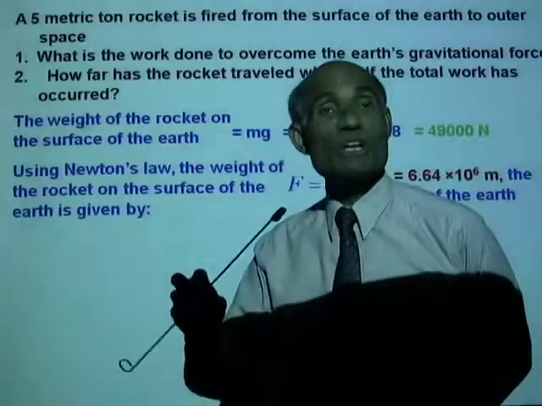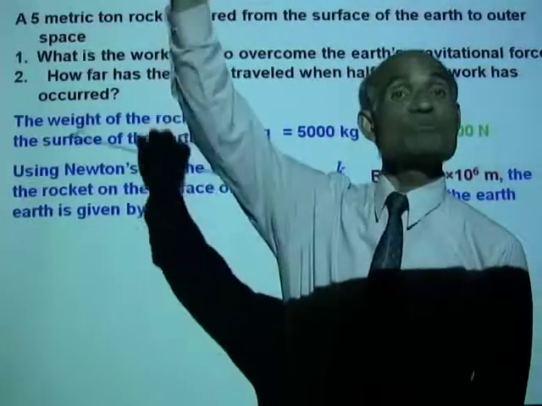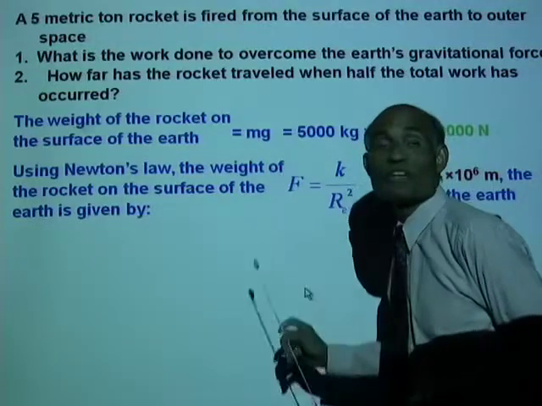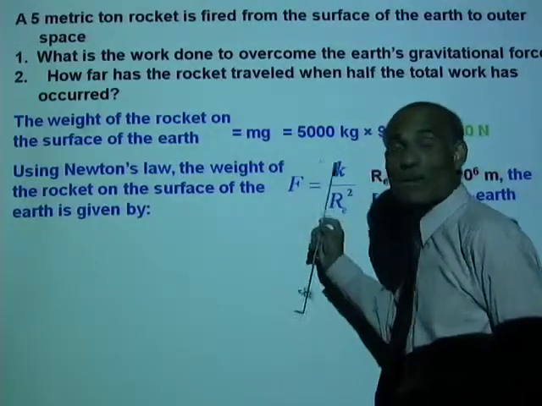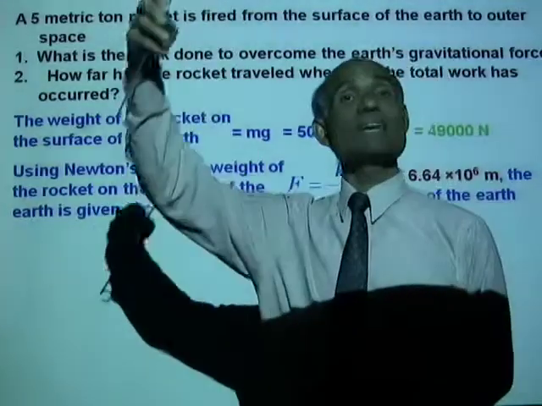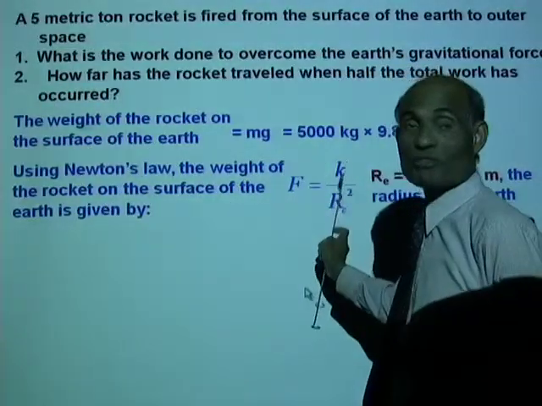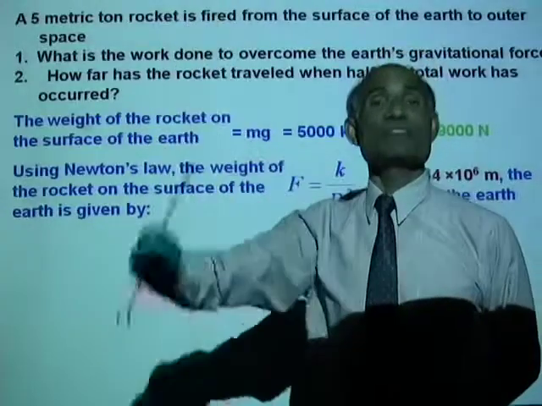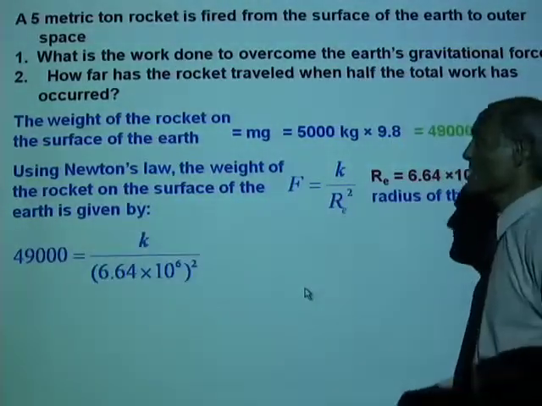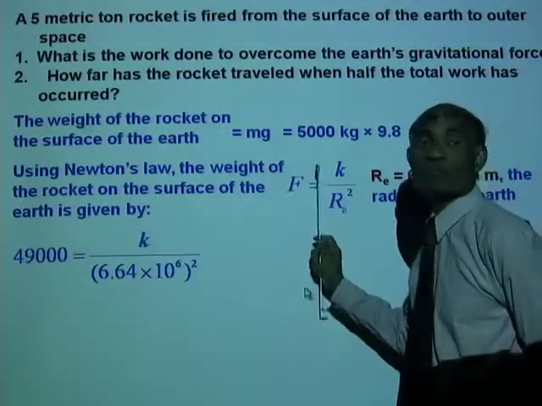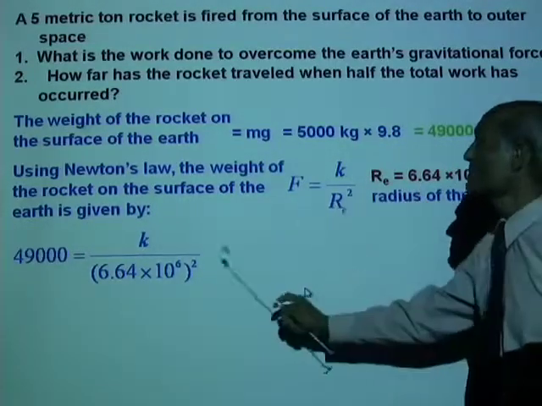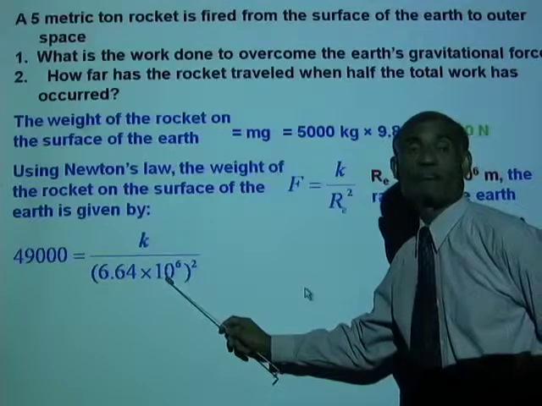The advantage there is k doesn't change with altitude. What changes is the weight. F changes with the altitude. But k remains the same. Wherever you go, that k is the same. So once you find the value of k, we can use it anywhere as the rocket goes into space. So let's find the value of k by placing F equal to 49,000 and r equal to this value.